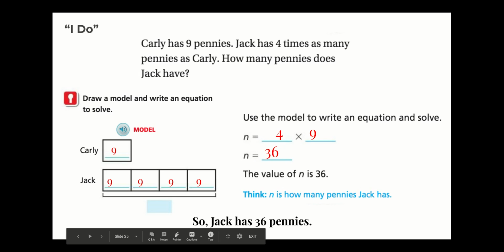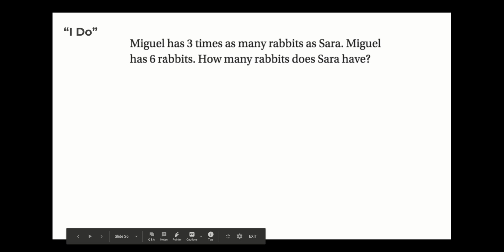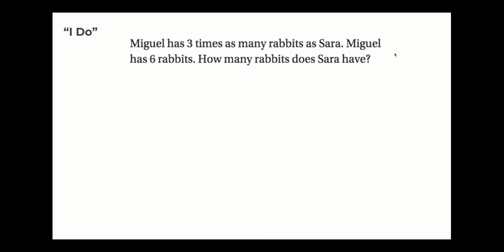Here's a slightly different type of problem. Miguel has 3 times as many rabbits as Sarah. I'm going to stop right there. Who has more rabbits, Miguel or Sarah? Well, if Miguel has 3 times as many rabbits as Sarah, then Miguel has more rabbits. So I'm going to go ahead and draw my model without even reading the rest of the question. I'm going to draw my model first.